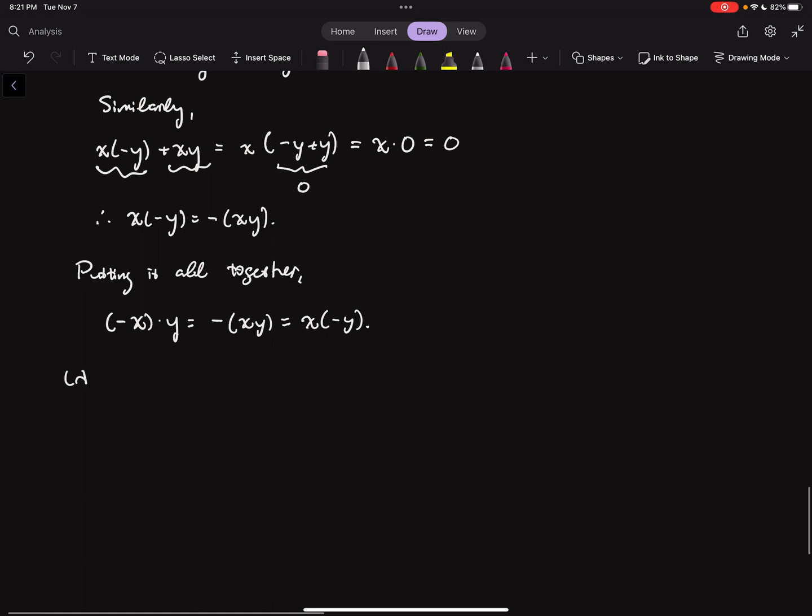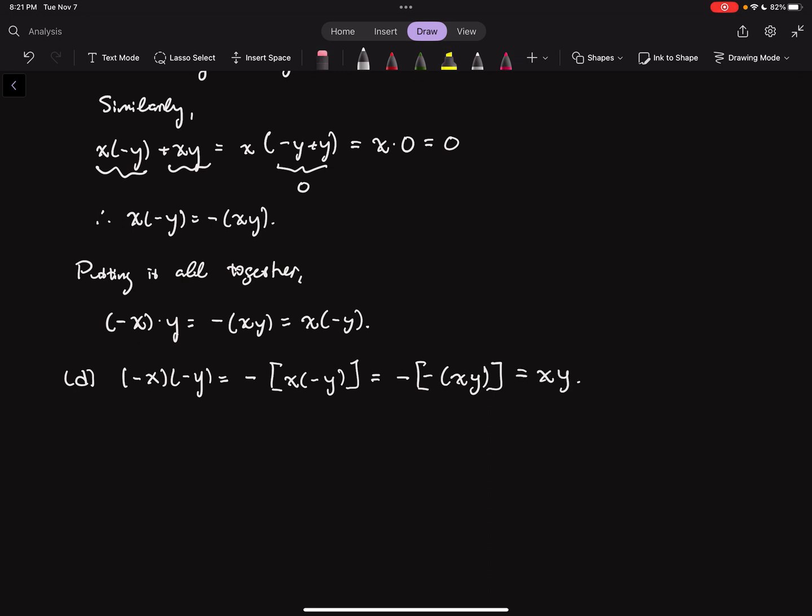Okay, the fourth one isn't that bad. Negative x times negative y equals, well, we can pull out that first negative, and we can pull out the second negative. We're using c in both of these, if you think about it. But the negative of a negative is just the original element. And we're done.